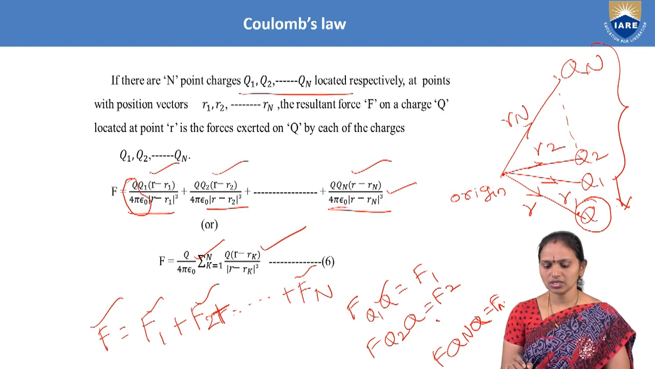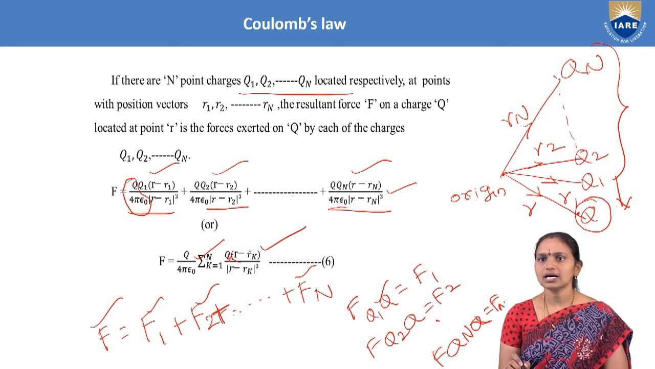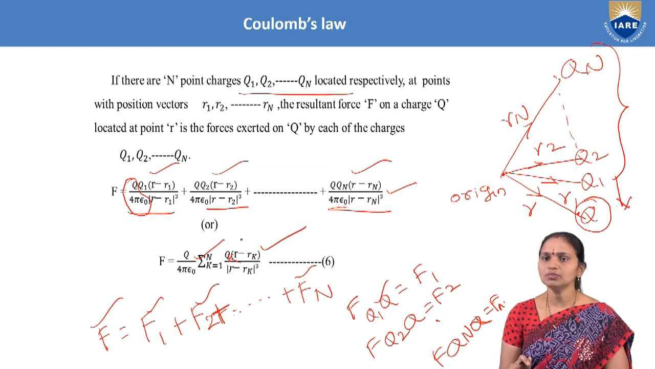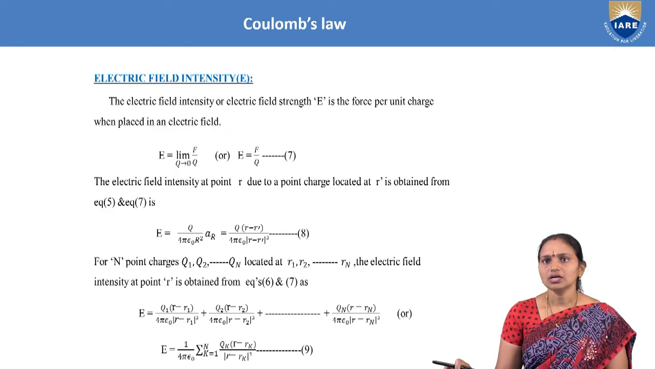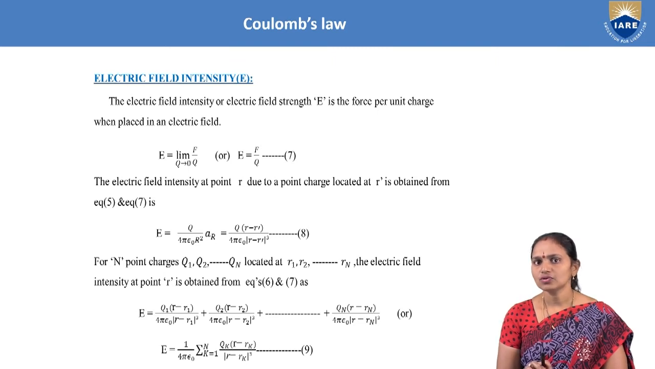Sorry, this one is QK. This is QK into R minus RK by modulus of R minus RK whole cube. This is about the force on a point charge Q if there are multiple point charges. This is also in vector form. So now, as we go through Coulomb's law, we can easily calculate the force on point charges.